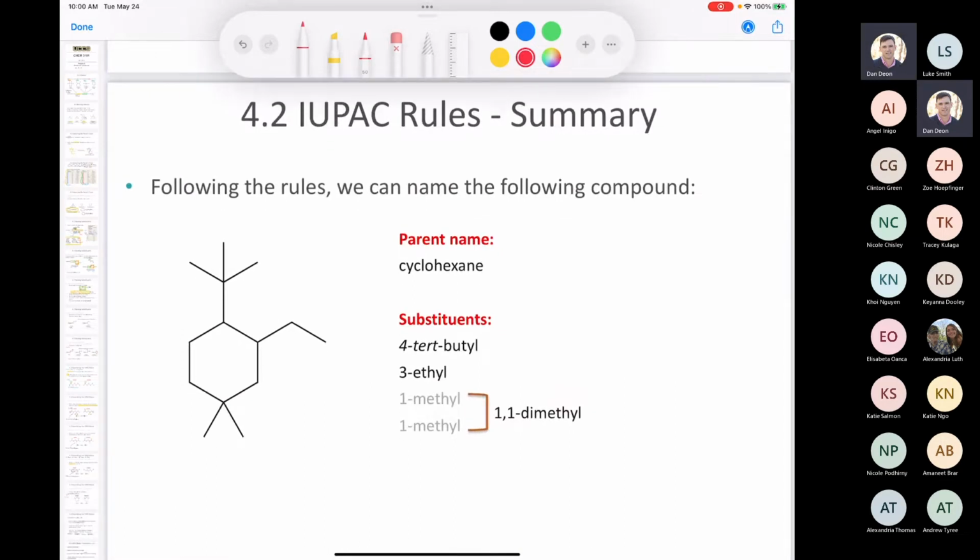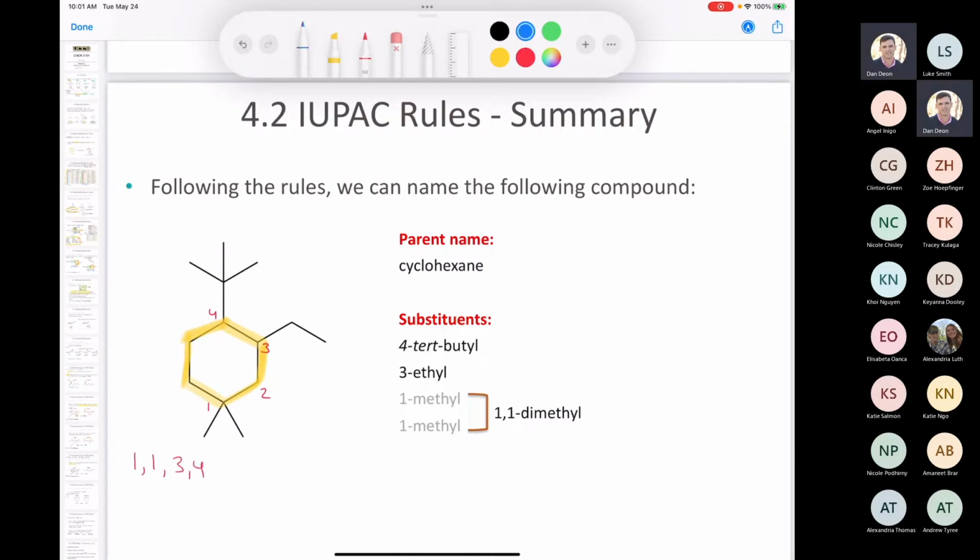It says we want to name this compound. We see the longest carbon chain contains 1, 2, 3, 4, 5, 6 carbons. And we want to number it in such a way that we give the locants the lowest possible number. So we're going to start here with 1, 2, 3, 4. That way we have 2 substituents here, 1 at 3 and 1 at 4. Our locants, our numbers would be 1, 1, 3, and 4.